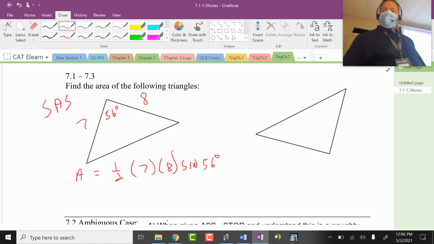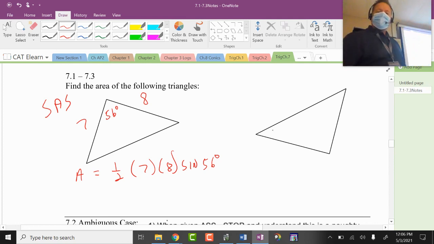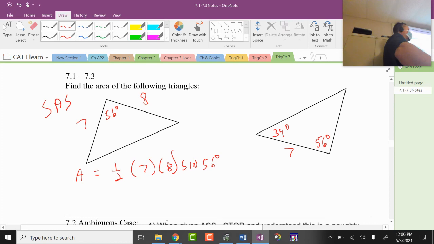You ready? This is what I get people to do all the time: they just stick numbers in formulas, don't even think, and don't even use their brain, and it really aggravates me. Let's say 34, 56, and then 7. Find the area of this triangle. I will get somebody to start sticking the three numbers in the formula.